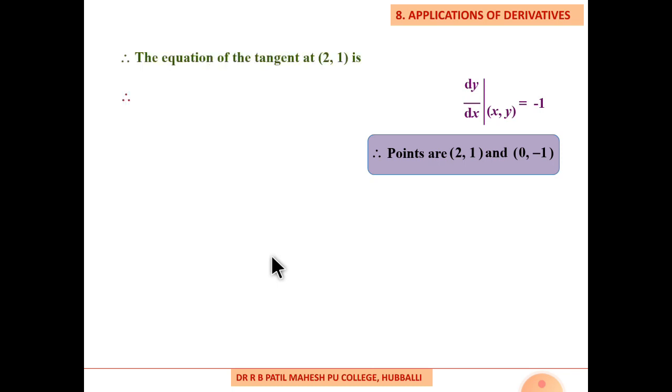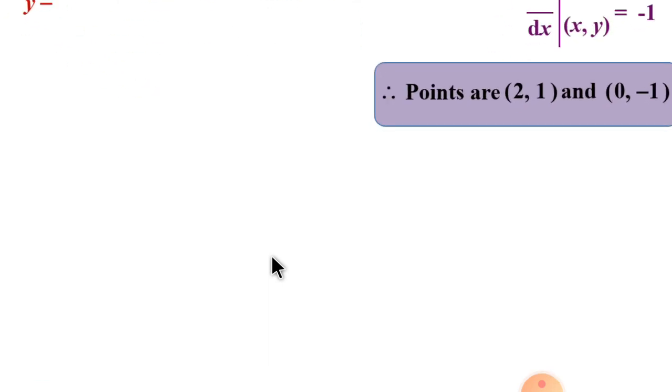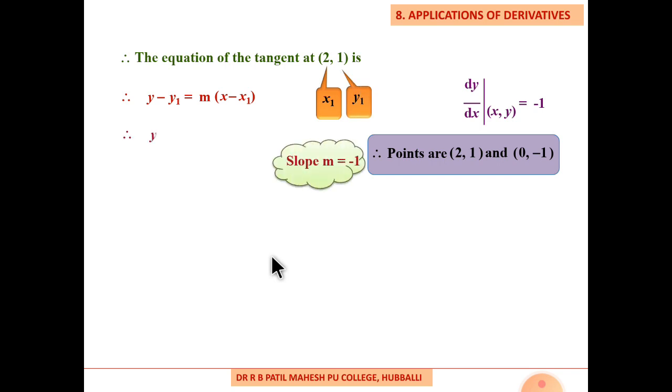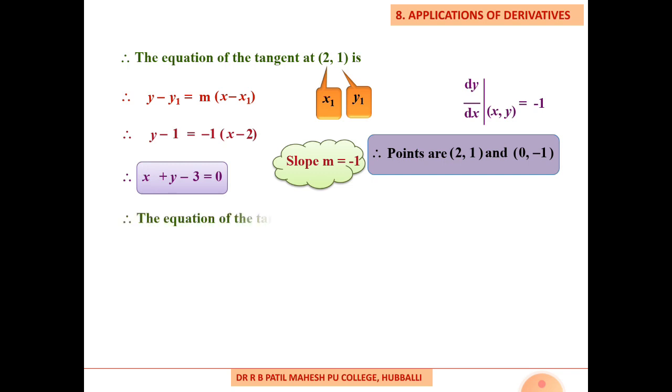Next, the equation of the tangent at (2, 1) is given by y minus y1 equals m into (x minus x1). Therefore y minus 1, where m is minus 1, times (x minus 2). Now if you simplify this, we get x plus y minus 3 equals 0. So this is the required equation of the tangent at (2, 1).